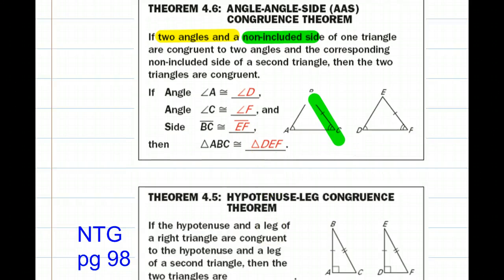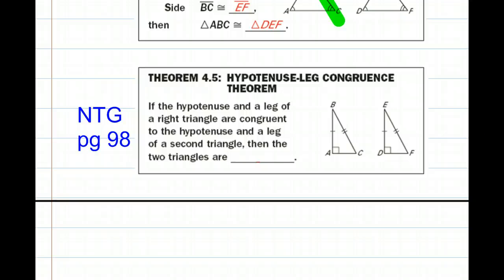And then the hypotenuse leg is basically like another version of side angle side or angle side angle, because in this case, this is only for right triangles. And in this case, if the hypotenuse corresponds and is congruent to another hypotenuse of a right triangle, and one of the legs is congruent to another leg of the same right triangle, then we can say that the two triangles are congruent.